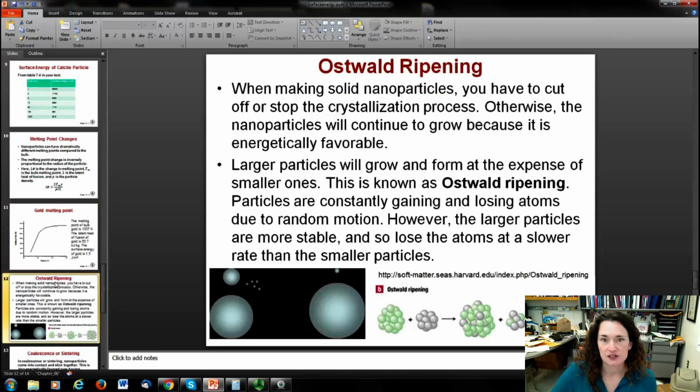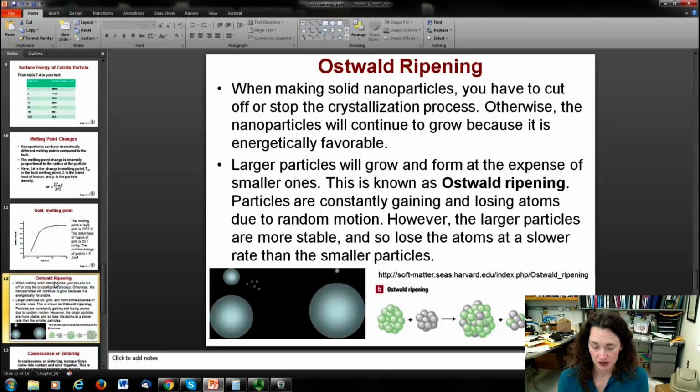Now, it also causes issues if you're trying to make nanoparticles. When you're making solid nanoparticles, you're going to have to stop or cut off that crystallization process. Otherwise, your nanoparticles are going to continue to grow because it's energetically favorable for them to do so. There are a couple of mechanisms that happen, and one's known as Ostwald ripening, okay? Ostwald ripening is when larger particles grow and form at the expense of the smaller ones.